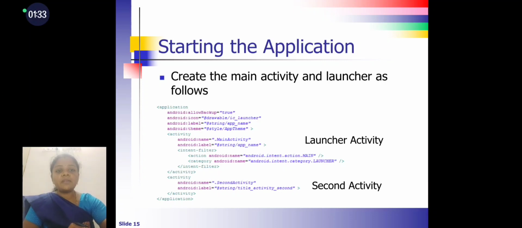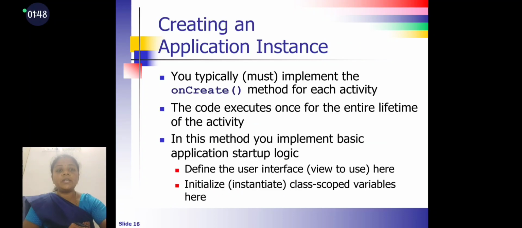So the first activity has to launch the Android app. So the intent filter has the category of launcher, and then the second activity just carries the title of the activity.